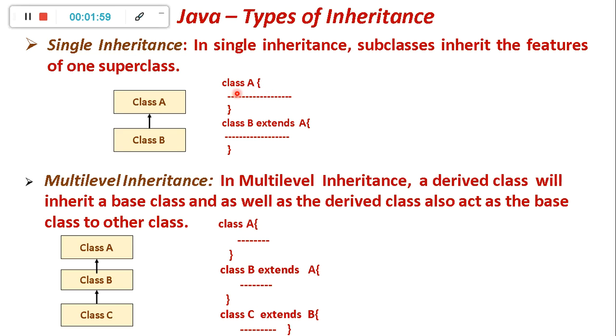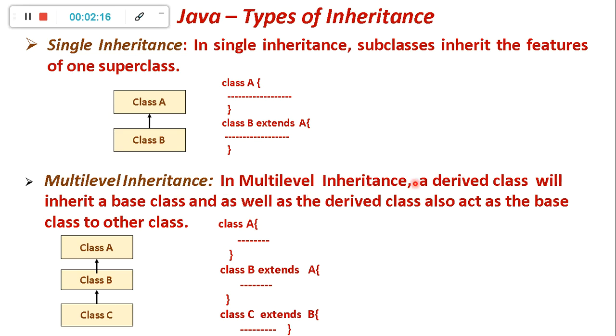Class A is the name of the superclass. Class B, B is the name of the subclass, extends A. A is the superclass, B is the subclass. This is an example of single inheritance.